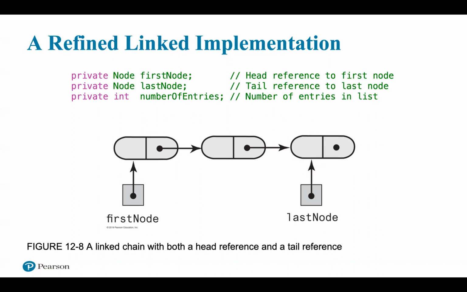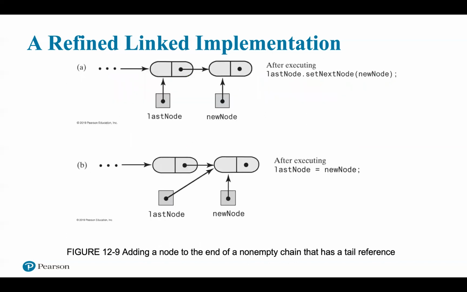We can improve the time efficiency of this add method by maintaining a reference to the end of the chain as well as a reference to the beginning of the chain. It's pictured earlier in figure 12.7b and repeated here in figure 12.8. In this way, we avoid a traversal of the entire chain each time add is called. Adding to the end of a non-empty list no longer requires a traversal to locate the last entry. The tail reference lastNode provides this information.